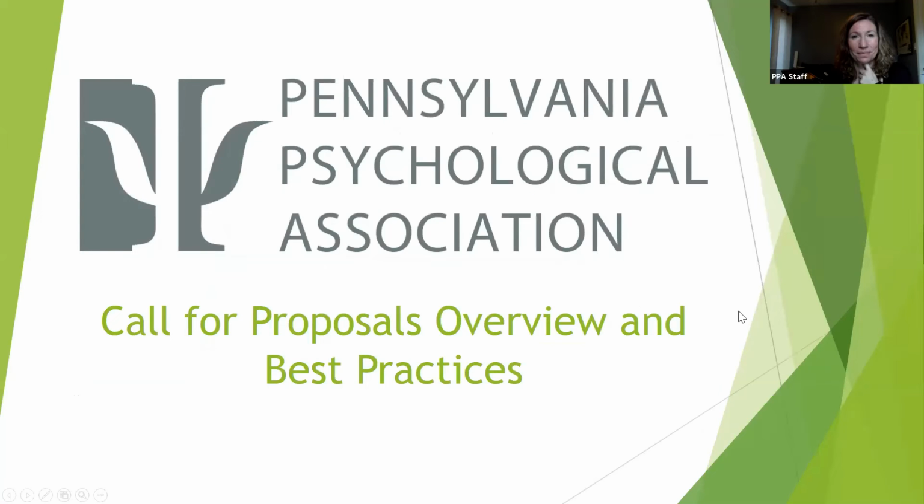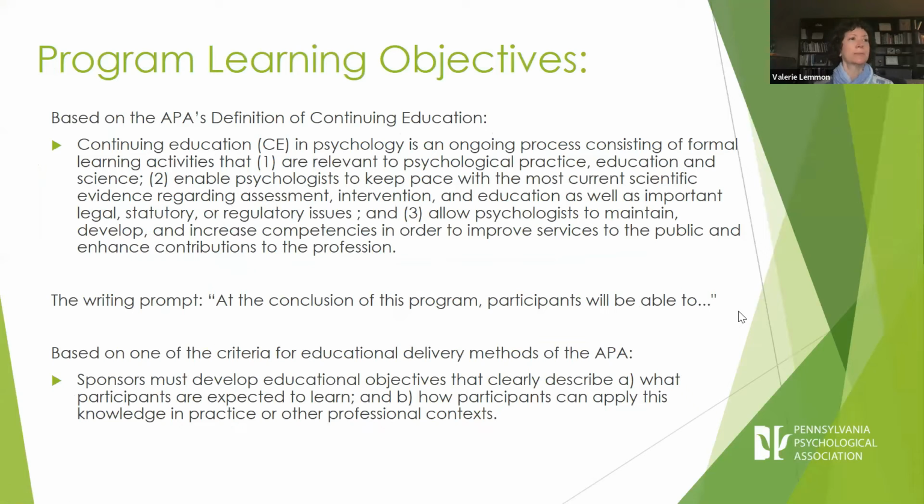All right, so when we're talking about the program learning objectives, I've included on here a direct statement from the APA regarding their definition of continuing education. So again, this isn't just something that we at PPA are requiring, but this is an APA thing so that we can offer continuing education that will go towards people's licensure, and that way, when you fill out your licensure renewal form, you can click the little box that says, yes, I have all of my APA accredited continuing education.